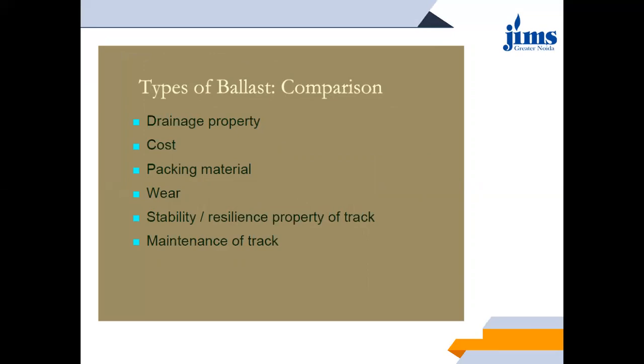Okay. So how is the comparison between the types of ballast done? The comparison of the various types of ballast which we have discussed is done on the basis of the following properties, or parameters. First is drainage property. Then cost is also helpful in deciding the type of ballast. Then packing material, whether for the suitable type of track or sleeper, the packing density could be achieved or not. Then wear and tear resistance. Then stability and resilience property of the track also govern the selection. Then maintenance of the track is also one factor.